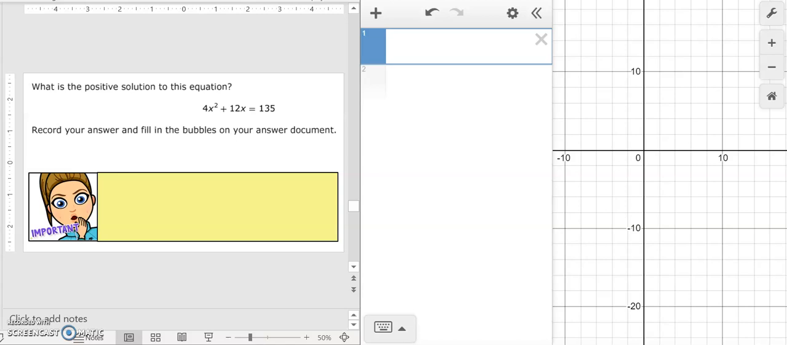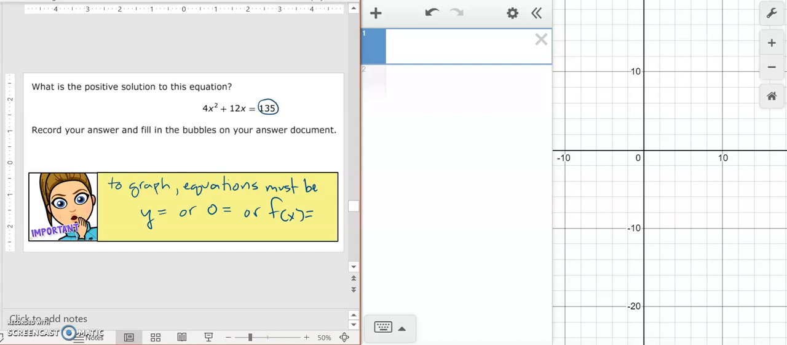Okay, so we're solving a quadratic function. I know it's quadratic because of that x squared. But keep in mind that to graph, equations have to be in a certain format. They have to be either y equals or 0 equals or f of x or some form of that equals before you can use Desmos, or it won't read it.